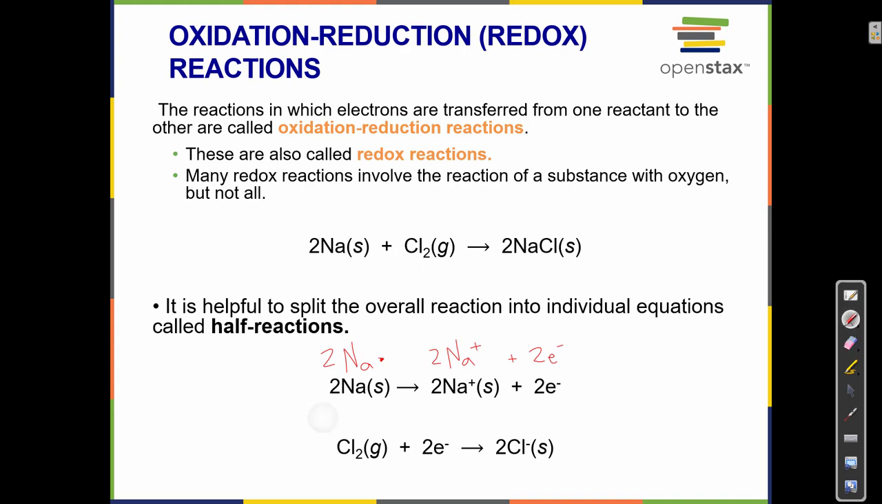Down here, if I have Cl, Cl, this is covalent, they're stuck together, and I add two electrons to it, what am I going to get? Well, each chlorine had already one, two, three, four, five, six, seven electrons. So when it breaks apart, each of those atoms is going to have eight electrons. I'll have 2 Cl, with 1, 2, 3, 4, 5, 6, 7, 8, minus.